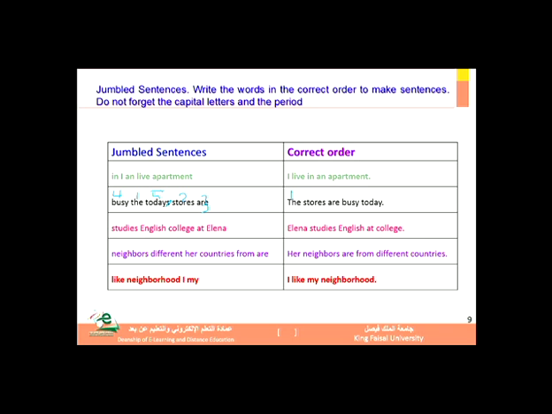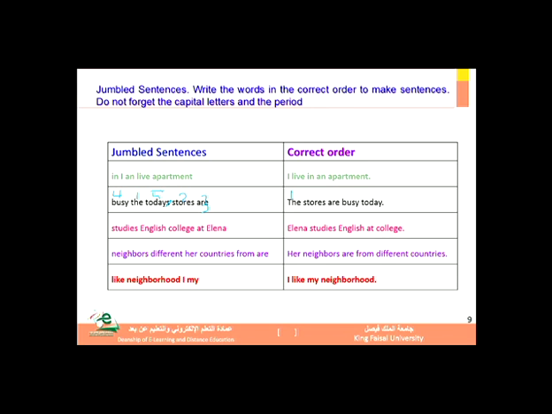Let's move to the following sentence. Studies English college at Elena. So we are talking about probably the subject, Elena. What does she do? She studies. What does she study? She studies English. Where? At college. Elena studies English at college.